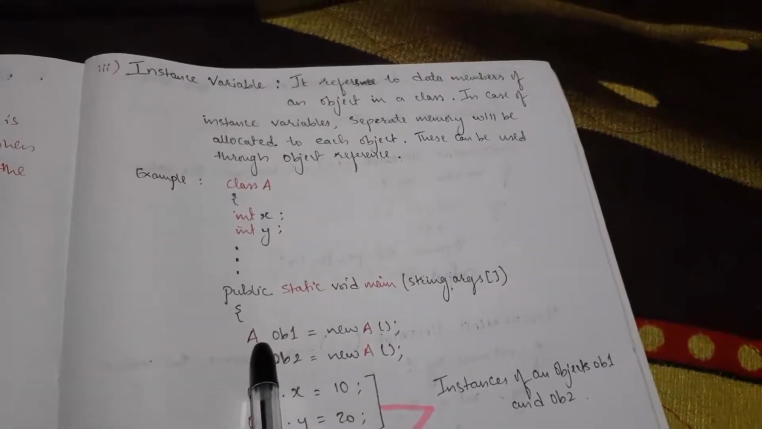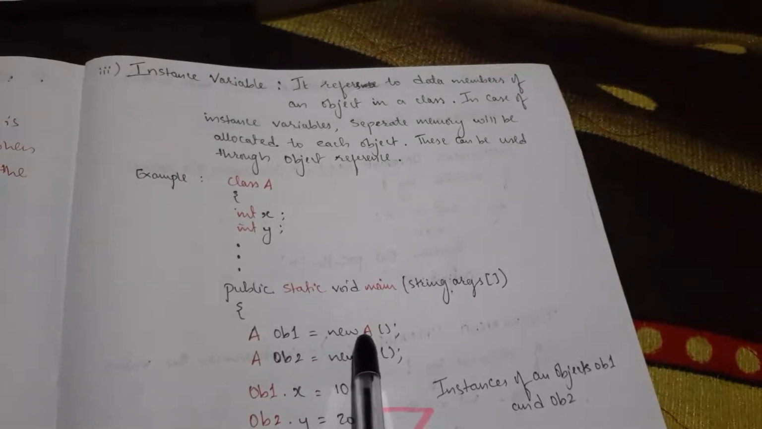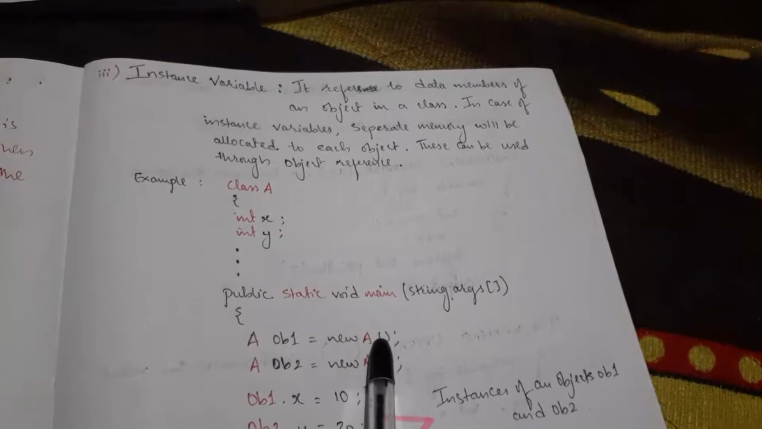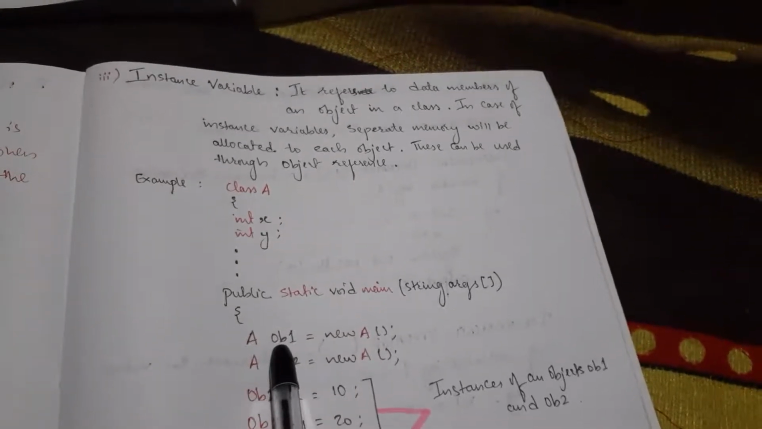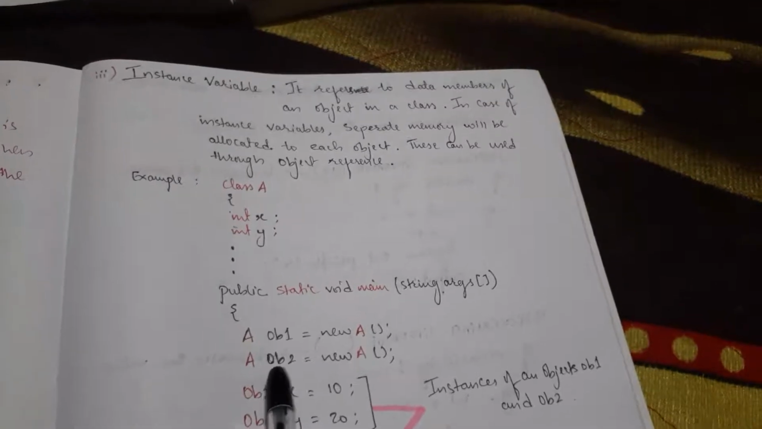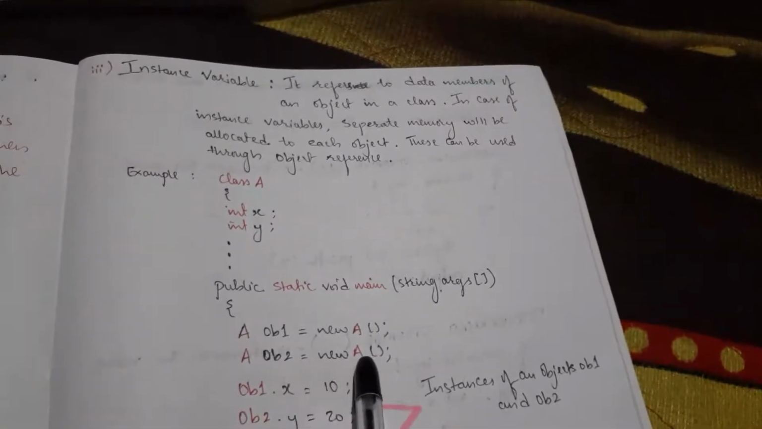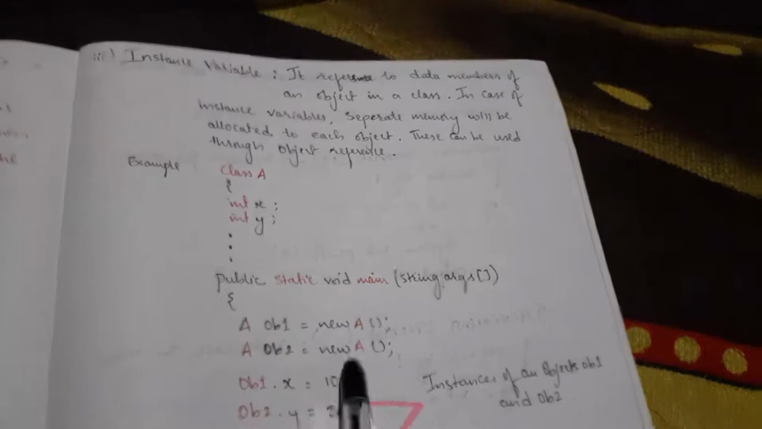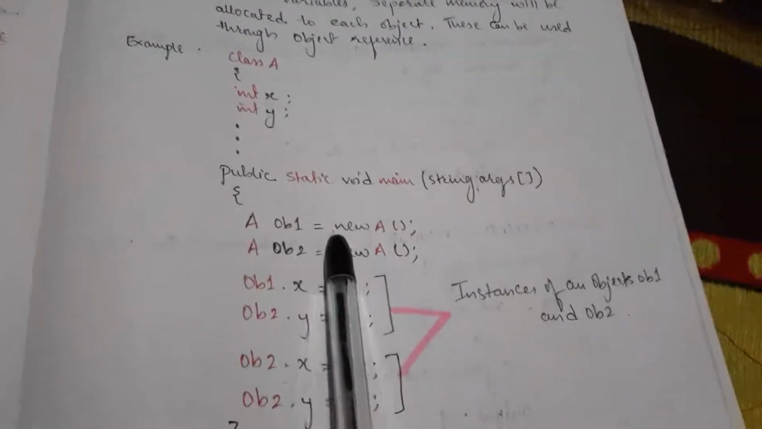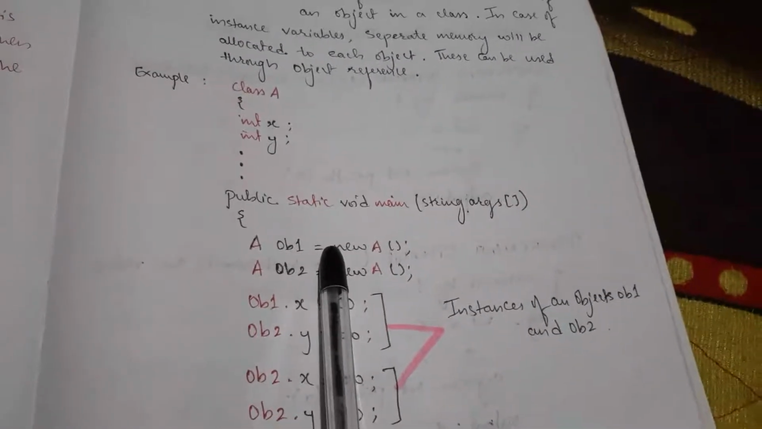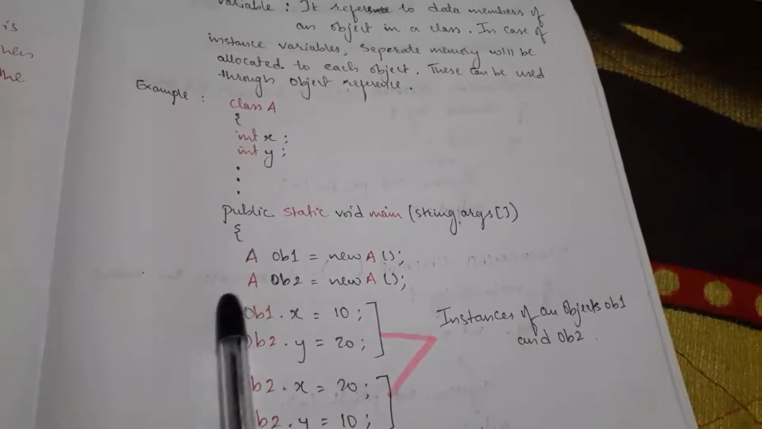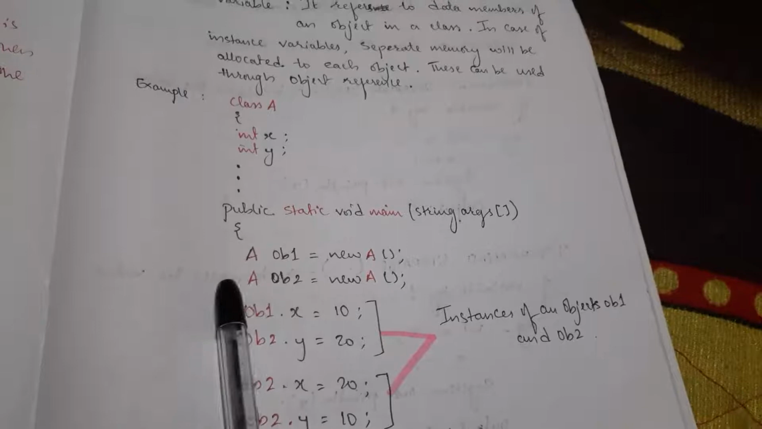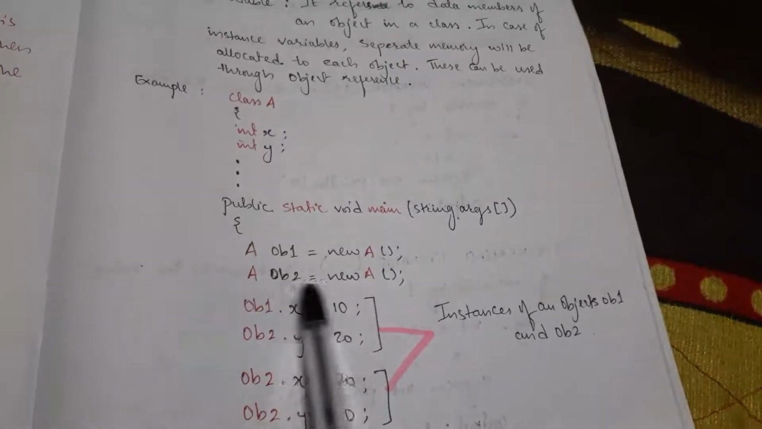Like here, A ob1 equals new A. This is the statement we have learned while creating an object, isn't it? So there are two memories allocated. One is ob1, and another object is ob2 equals new A. This is how you have to create an object. With the help of the instances ob1 and ob2, the memory is allocated.